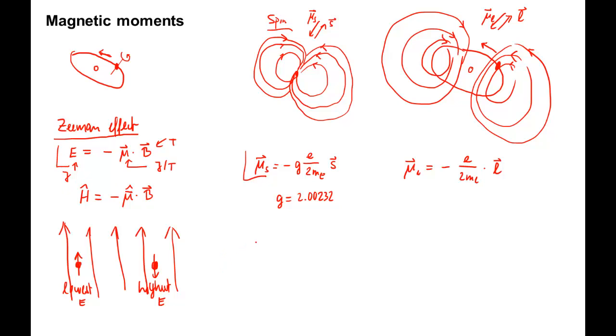The energies of these two states are obtained by combining this with this equation here. And we get E equals positive g times eħ over 2 me times B times m_s, where B is the strength of the magnetic field and m_s is either plus 1/2 or negative 1/2. The factor eħ over 2 me is commonly abbreviated μB, and it's called the Bohr Magneton.